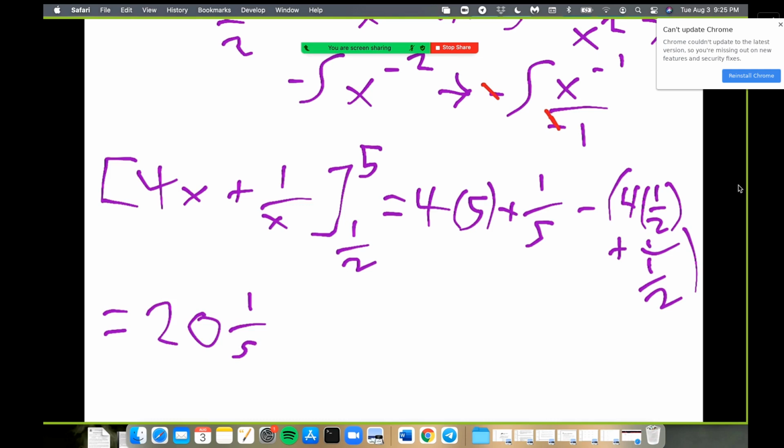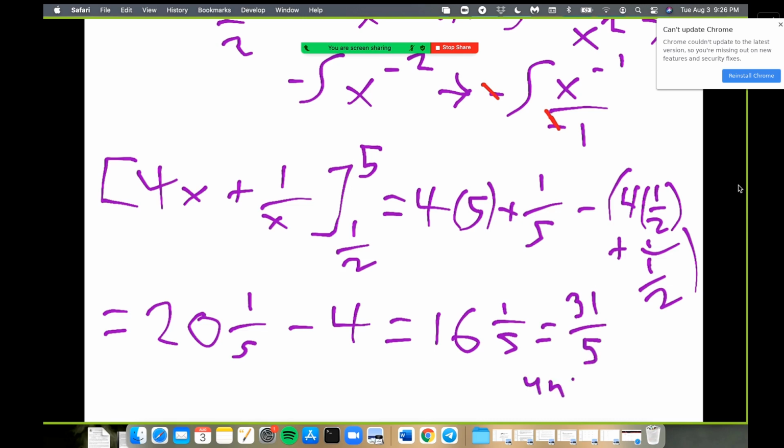21/5 plus 1/5 minus the whole value of 2 plus 2, if you do those algebraic things out. So that'd give you minus 4. And this becomes 16 and 1/5. Or that would equal 50 plus 30, 31/5. And there we go. And obviously units squared because it's area. So that is your answer.